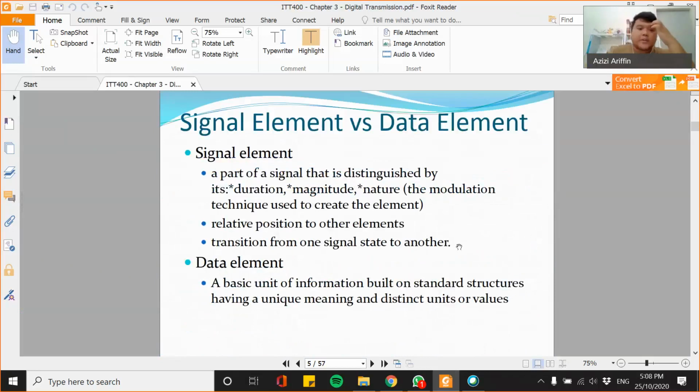Okay, signal element versus data element. This is more discussion about it. A signal element is a part of a signal that is distinguished by a duration and magnitude. If, let's say, it's up, down, maybe one up and one down is what we call one signal element, or it depends on the encoding. We will learn later about the encoding of signals. It has a relative position to another element, a transition from one signal state to another. A data element is the basic unit of information, built on standard structures, having a unique meaning and distinctive units or values. So that is a data element.